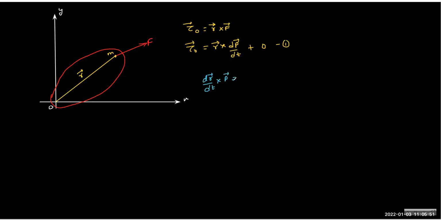The dr by dt cross p, how much is this value? Do you know? This is also 0. Why? Because dr by dt is called velocity and momentum is mass into velocity. So m is constant, so v cross v, the cross product of two same vectors, is always 0. Okay. So from equation 1 and 2, I can substitute 0. Now that is something very hilarious, that I am replacing 0 by some value.